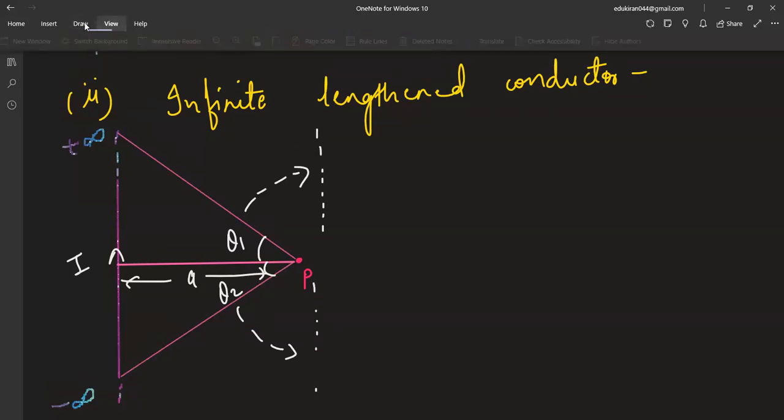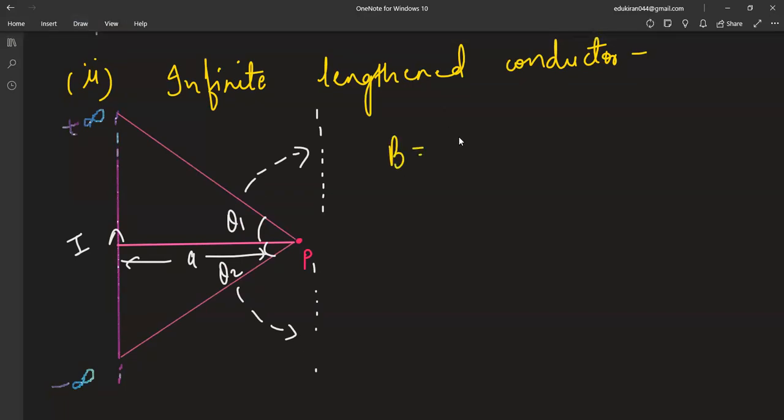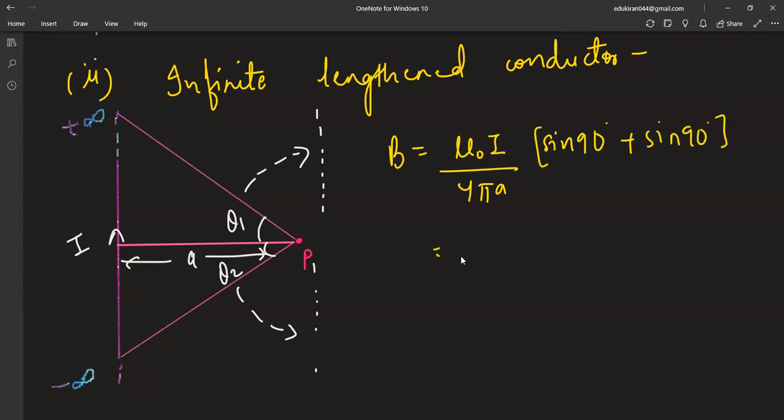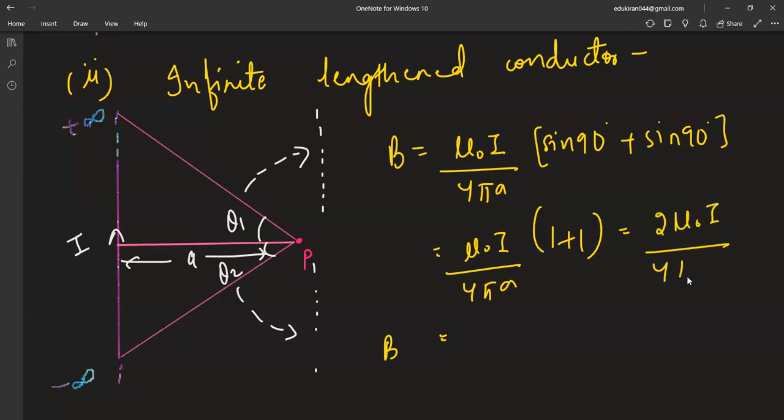Now coming back to our formula. This formula was B is equal to mu naught I by 4 pi A times sine 90 degrees plus sine 90 degrees. So this becomes mu naught I by 4 pi A times, 1 plus 1, that is 2. So finally the magnetic field is going to be, see that 2 and 2 will be cancelled, 2 mu naught I by 4 pi A. So the formula for an infinitely long conductor becomes mu naught I by 2 pi A.